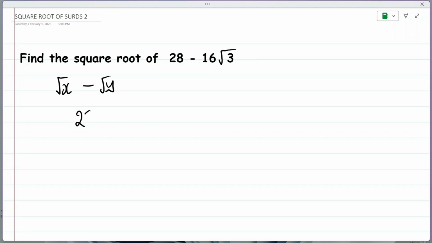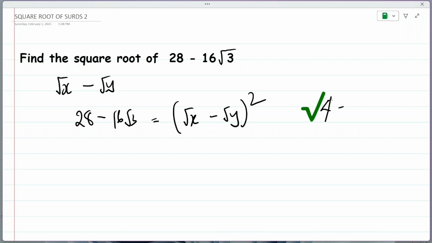We have 28 minus 16 root 3 equals root x minus root y. For them to equate to one another, you have to square your assumed roots. As I said in the previous example, the square root of 4 is 2, and for us to equate 4 to 2, you square the 2. Square of 2 gives you 4. Same applies to this. We've assumed the square root of 28 minus 16 root 3 to be square root of x minus square root of y.